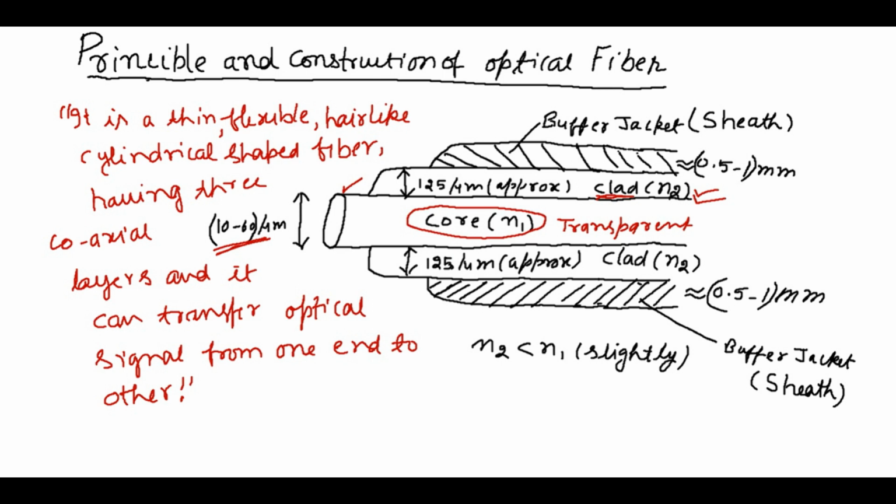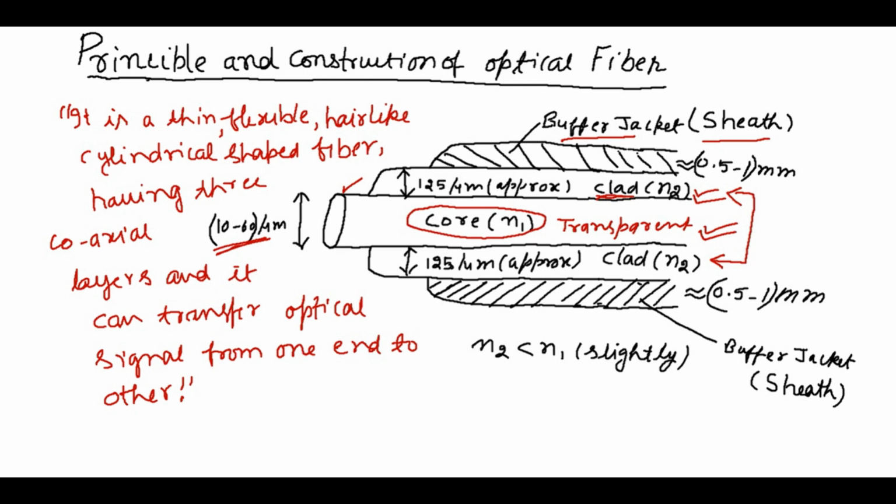The outermost layer of the optical fiber is called buffer jacket. It is also called sheath. Its thickness is of the order of a millimeter. It is not transparent, it is opaque. Kindly remember, since only the inner two layers are transparent, optical propagation takes place only due to these two layers, that is core and clad. So this is the construction of the optical fiber.